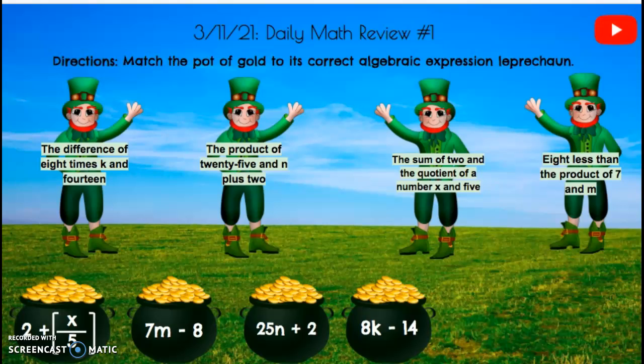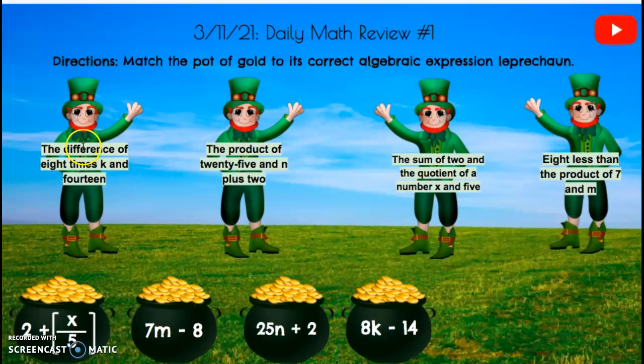All right, our DMR. So what we're going to take a look at is we're going to match the pot of gold to its correct algebraic expression, leprechaun. So the first one says the difference of 8 times k and 14. So difference meaning subtraction. So we can rule out the first pot of gold and the third pot of gold.